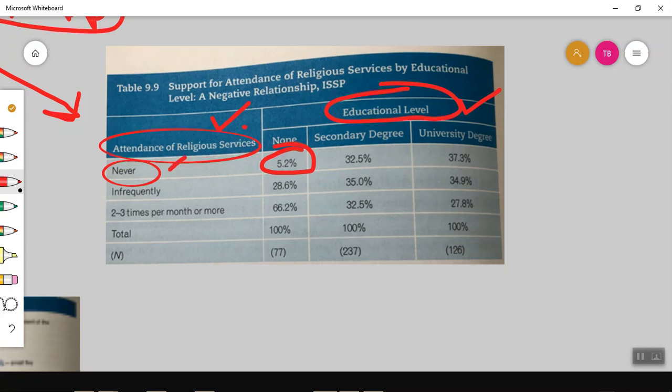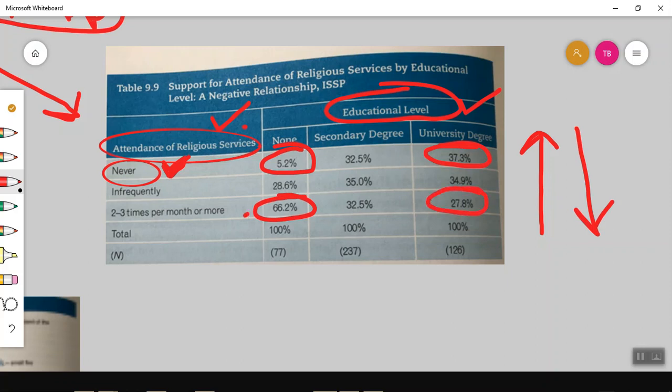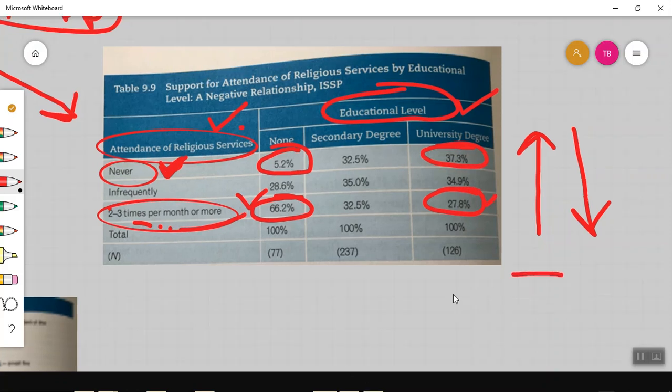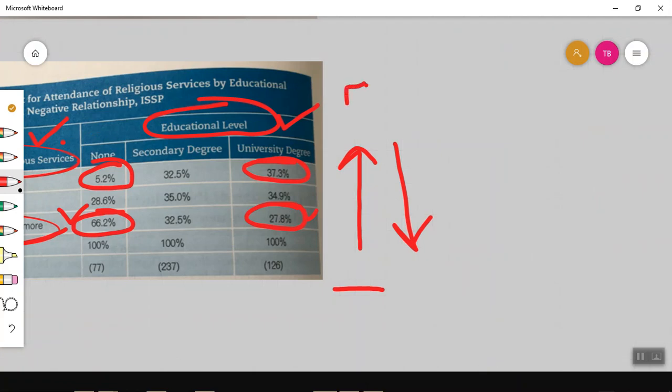So someone who never attends religious services is much more likely to have a university degree. So it looks like in this case as somebody gets more education, they go to church less. You can start seeing it all the way across the board here, right? So here, somebody with no degree, 66%, versus, and 2 to 3 times per month. So people that attend the most have the lower education, people that have more. So essentially then, what we're taking a look at here is as somebody gets more education, they do less religious services. So that relationship is negative because they're going in opposite directions.